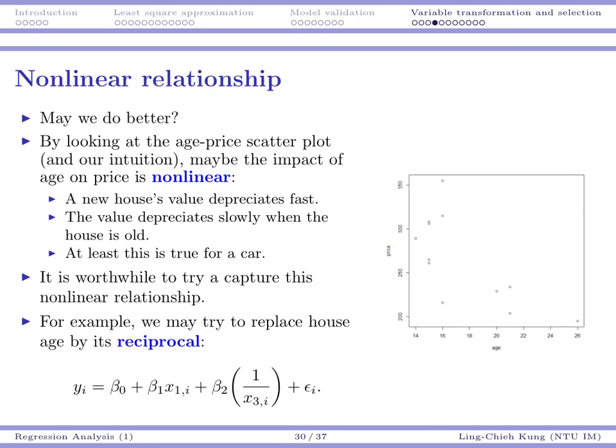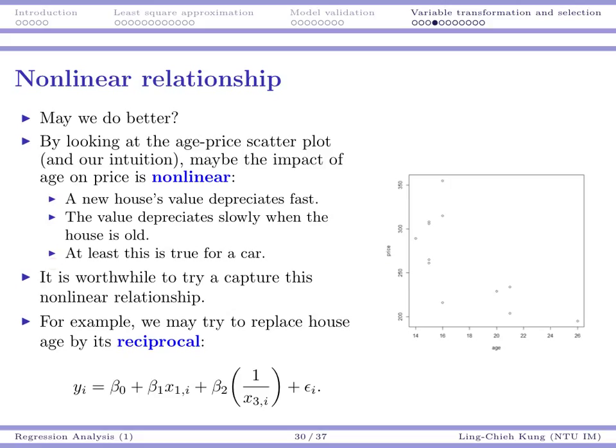So, what's next? The next thing is to ask whether we may do better. Okay, many people would look at this scatter plot and think about their intuition and then make one conjecture. That conjecture is that maybe the impact of age on price is nonlinear. Why is that? We probably guess that when a house is new, the value would depreciate a lot. But when the house is old enough, then being one additional year old probably has no impact, or the impact is very small.